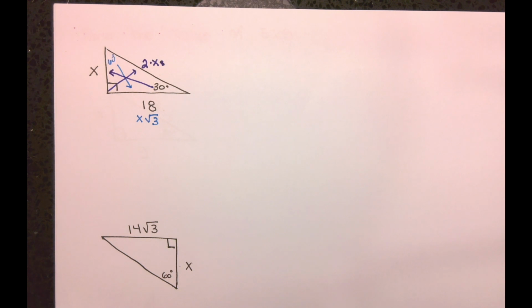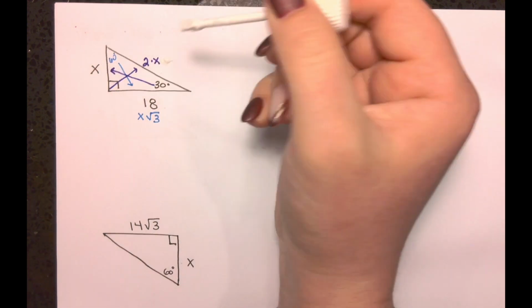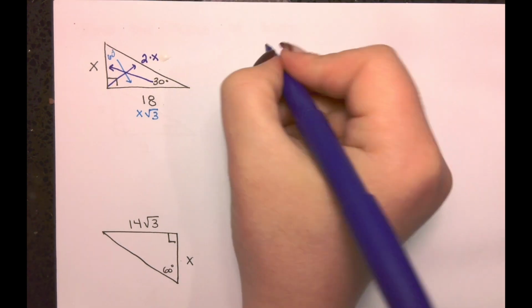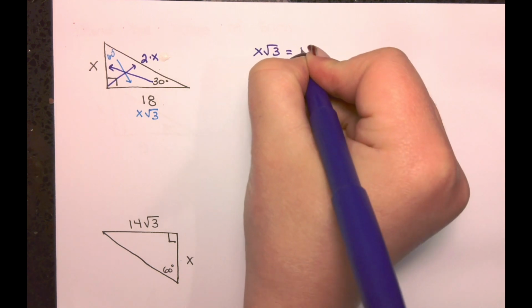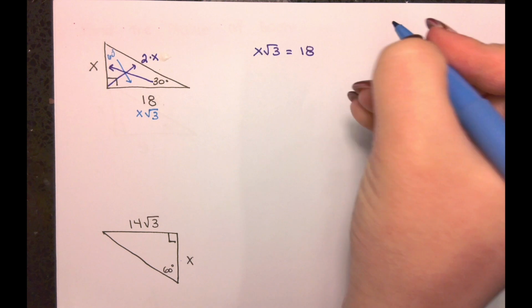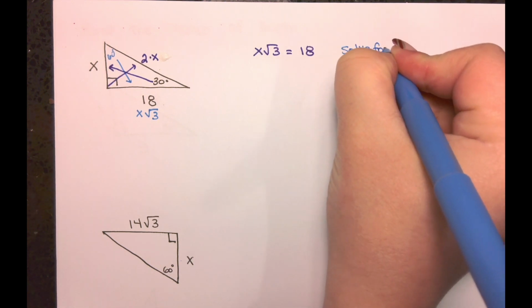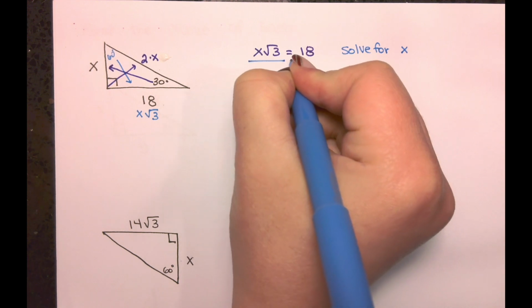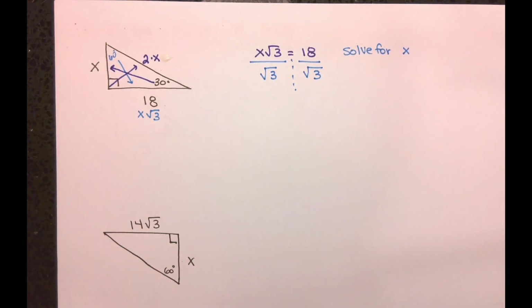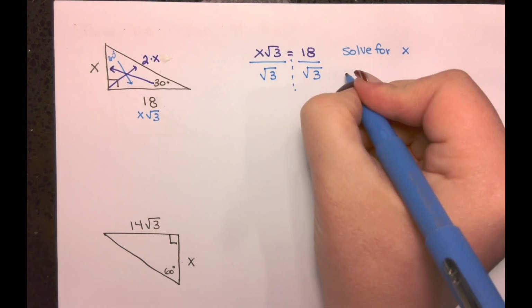Now this one's a little bit more difficult because they're not giving you an X value, right? We don't have a number across the street from our 90 degrees. We don't have anything across the street from our 30 degrees. The only mini equation we have is X root 3 is equal to 18. This is where your division will come in. So when you are dividing, solving for X, you're going to divide both sides by the radical attached to your X.